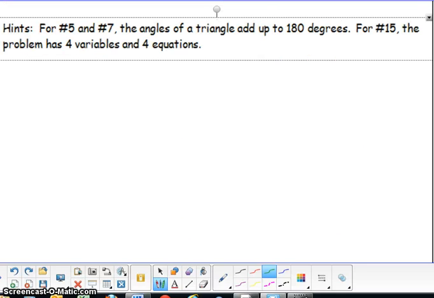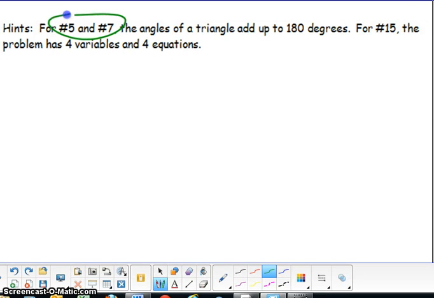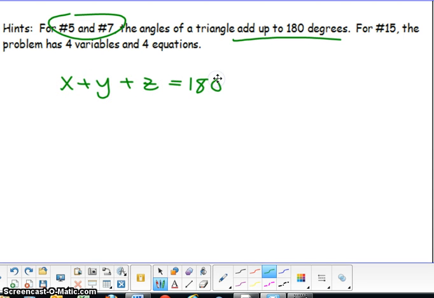And then finally, these are just hints for the assignment for tomorrow. For 5 and 7, it talks about the angles of a triangle. So you've already had geometry, and you probably already know that they add up to 180 degrees. So one of your first steps is that the 3 angles are going to add to 180. And it doesn't come out and say it, because they know that you have geometry already. So that's the hint for 5 and 7.